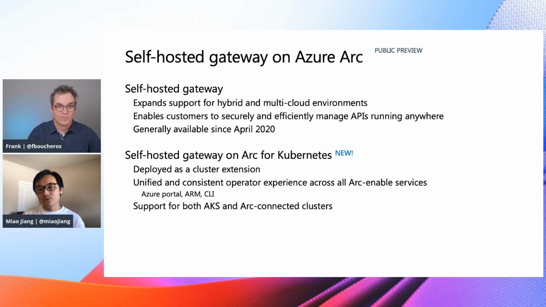So at Build, we announced self-hosted gateway on Azure Arc for Kubernetes. So what's new here is that with our integration with Azure Arc for Kubernetes, it enables customers to install the gateway component as a cluster extension in any Arc-enabled clusters, such as the famous Jeffus, right?